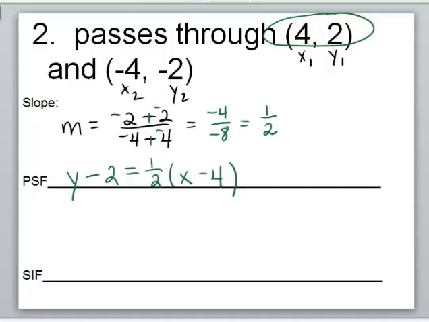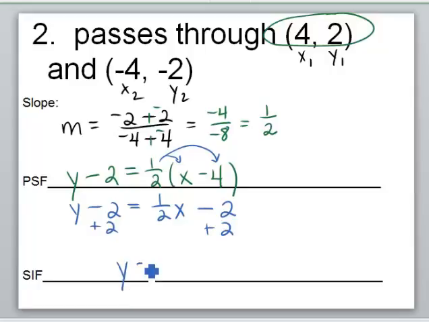Now I'm going to put it in slope-intercept form, and I'm going to distribute. Y minus 2 equals 1/2 x minus 1/2 times 4, which is 2. Last up, add 2 to both sides, and end up getting the form y equals 1/2 x. And I don't need to put plus 0, so I'll be finished.